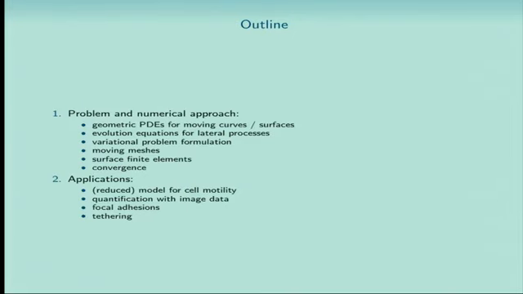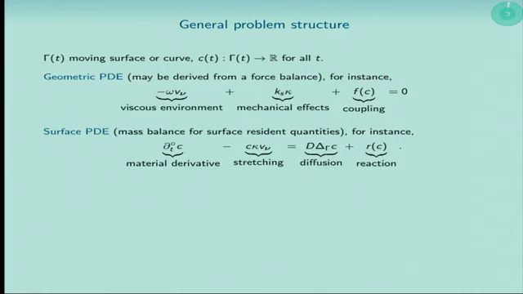So we have used such types of reduced models to model cell motility, and even did some quantification of cell growth with image data. There is some preliminary work on focal adhesions, and time permitting, towards the end I will talk a bit about tethering and how that might be useful. It's just an idea, essentially. Okay, so what's the problem that I want to talk about?